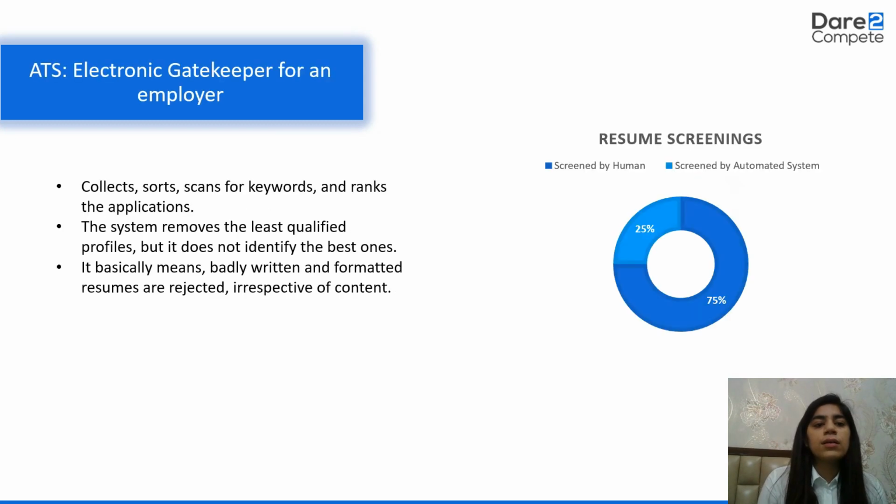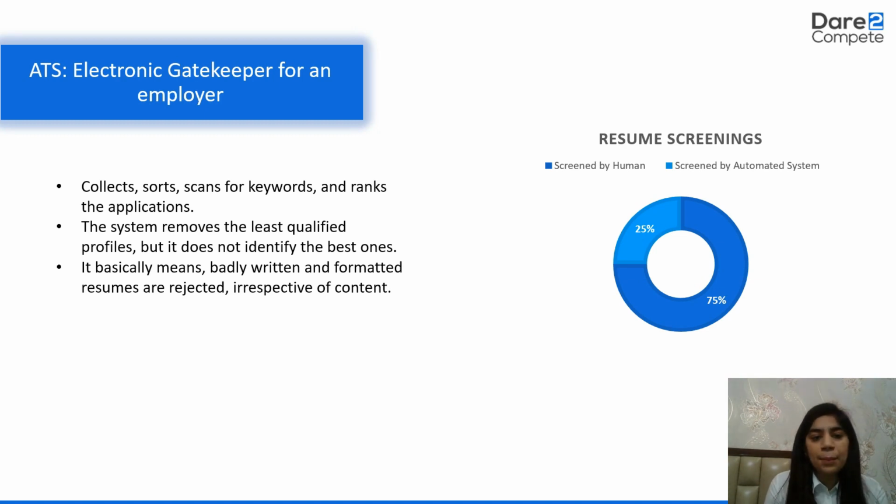Moving on, the first thing is ATS, the electronic gatekeeper for an employer. So what does the ATS do? It collects, sorts, scans for keywords and ranks the applicants. The system removes the least qualified profiles, but it does not identify the best ones.